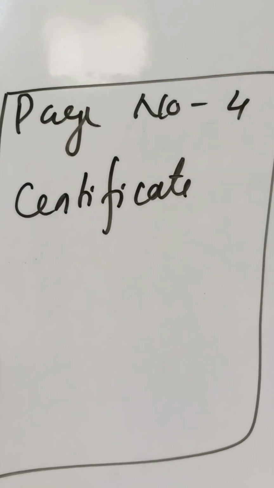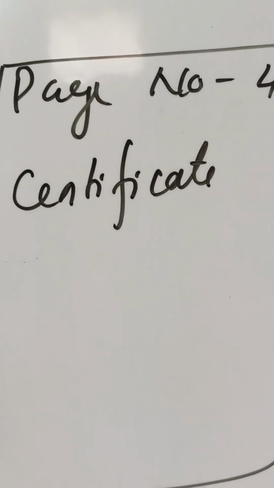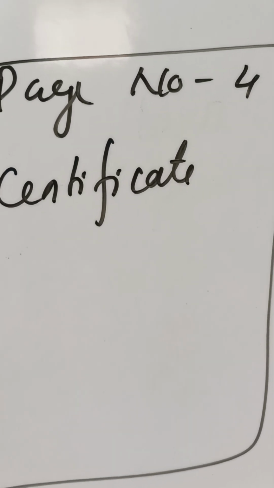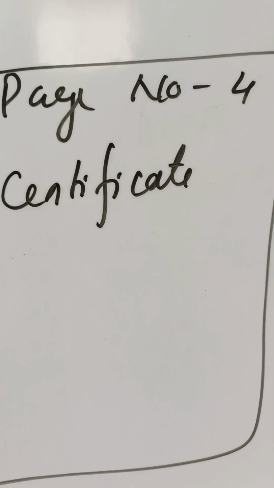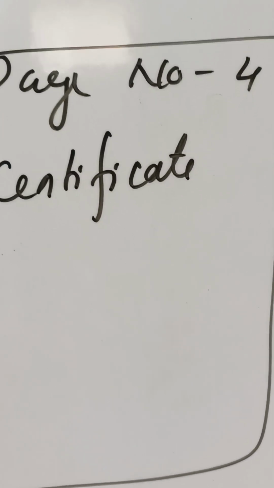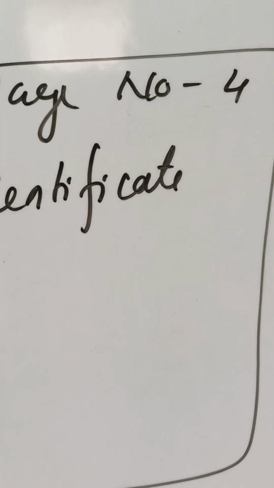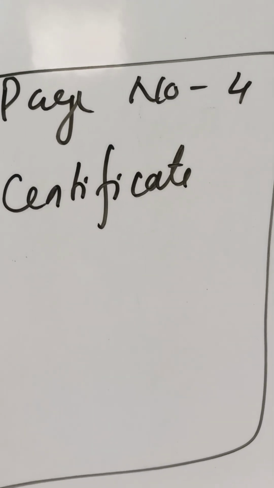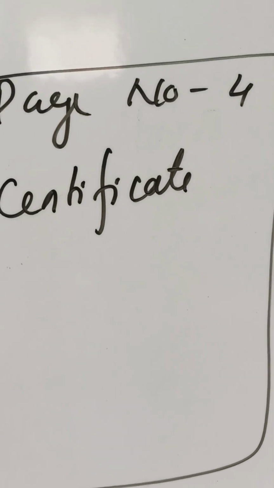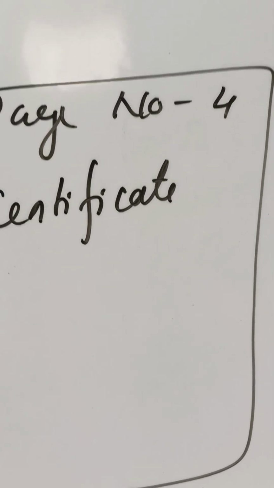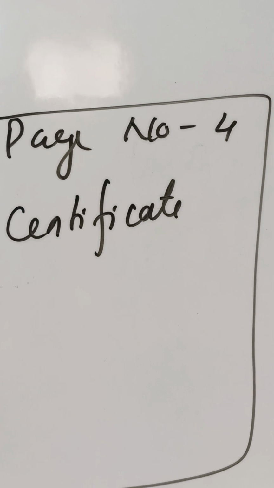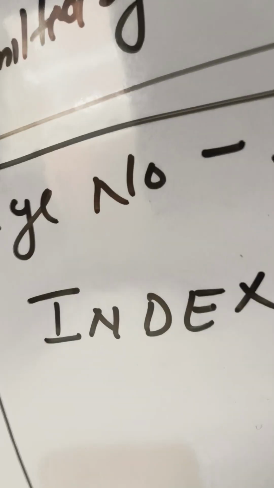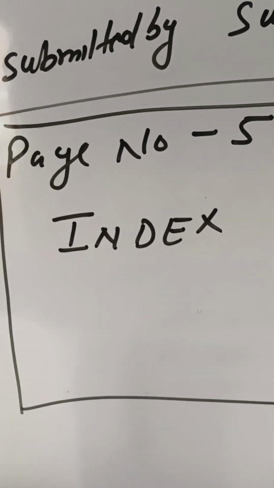In the certificate you can certify with your name, your internal examiner's name, the external examiner's name, their signs, as well as the school stamp and the principal. These 4 things are a must in the certificate, and this is the 4th page of the investigatory project. After that, the next is the index.